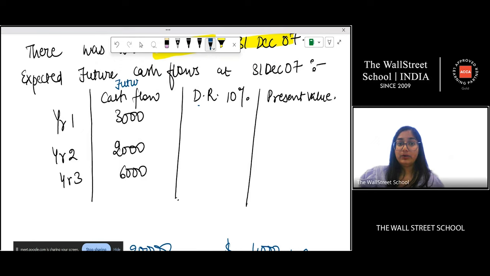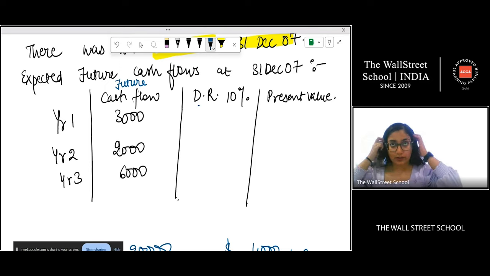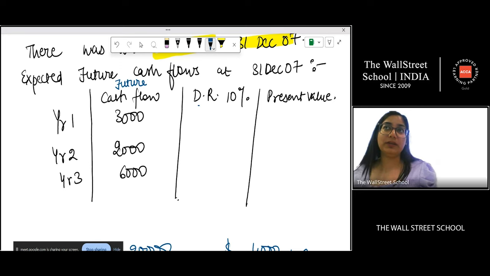So what do we need to do? We need to get to present value. That means we need to do the discounting. So for those of you who have already done FM, you might be familiar with how to calculate it. So what you need to do is you just need to calculate the discount factor. And in FR, you wouldn't be given the table. So that means you need to calculate it on your calculator itself.